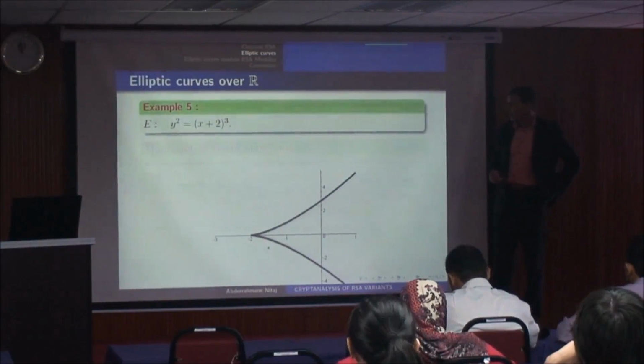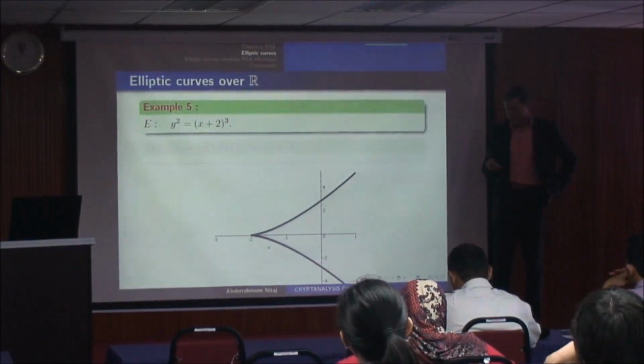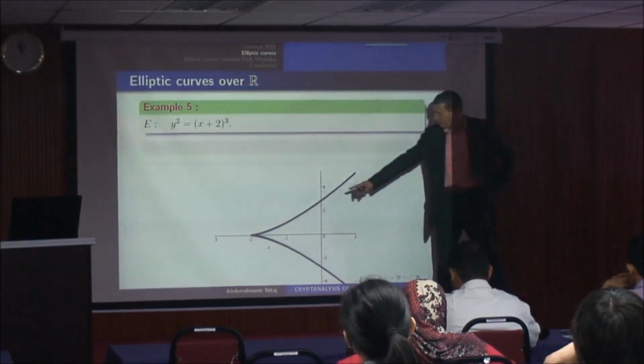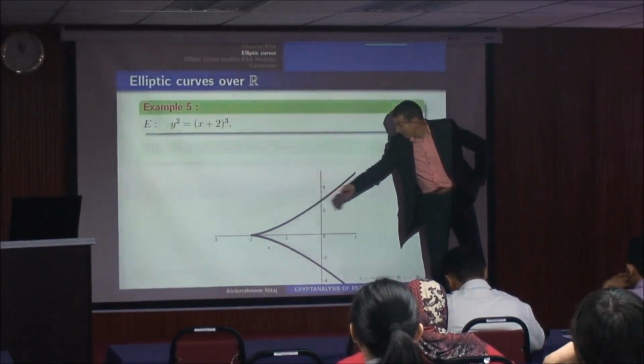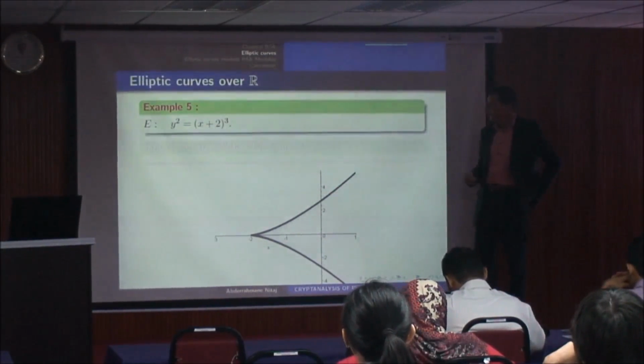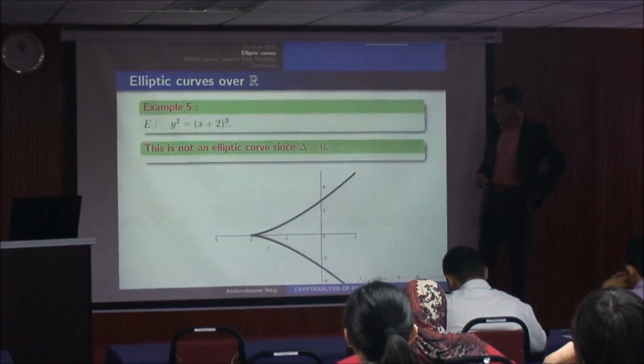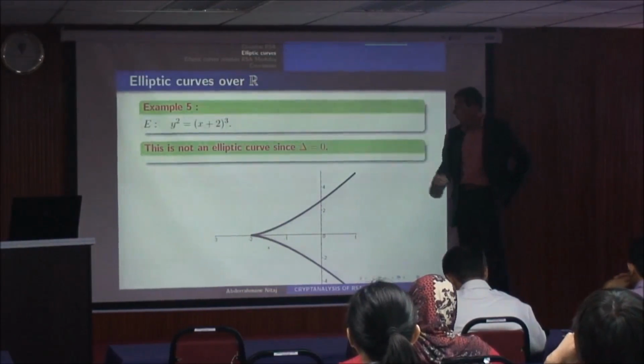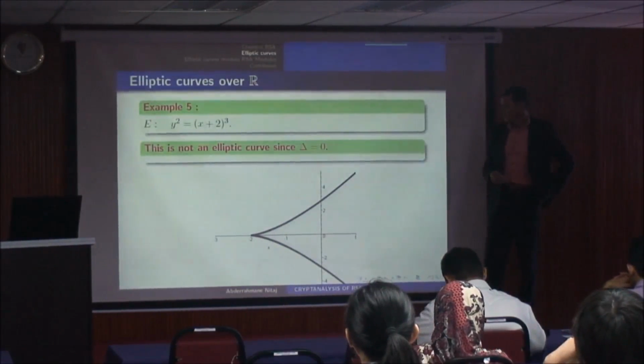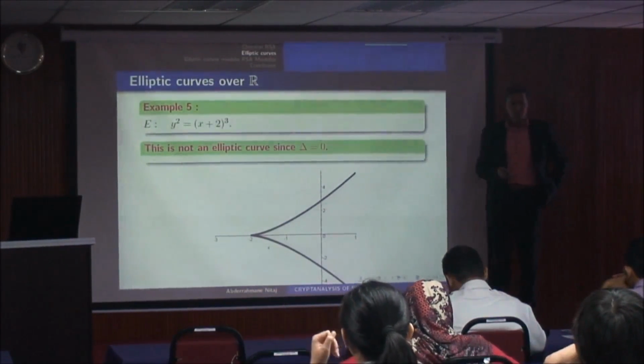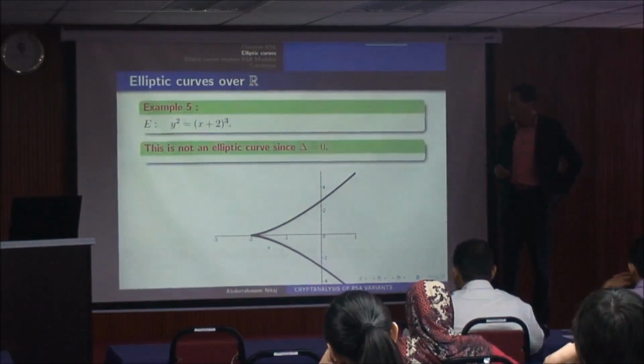Also, we can find this curve, and you can see that there is a problem at this point, minus 2. But if you compute the discriminant, you can find that this discriminant is also equal to 0, which means that this is not the equation of an elliptic curve.